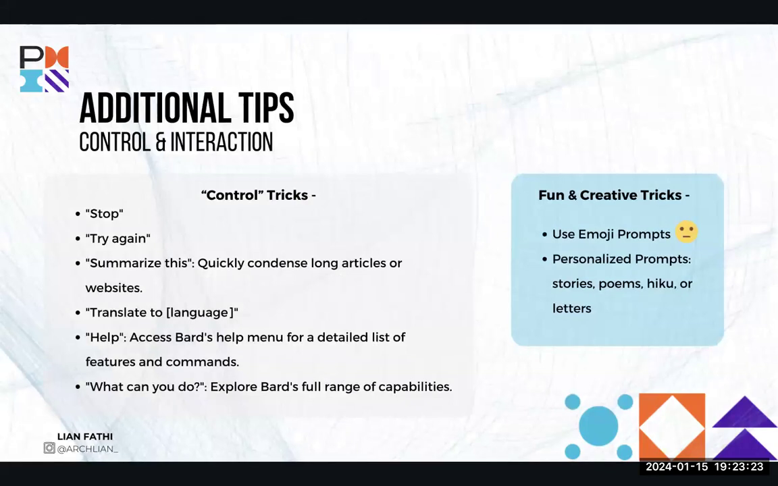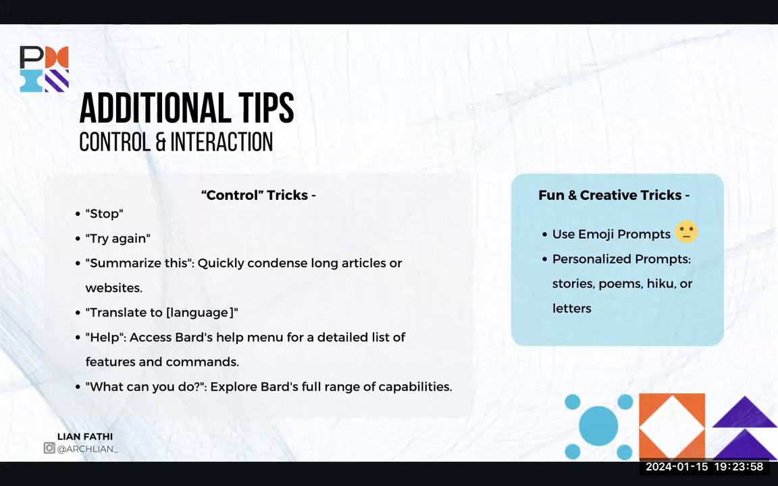So some additional tips, and these actually helped me a lot. There's two things. On the left side, this is what I have as, let's say, control tricks. Sometimes whenever you ask a prompt and it starts generating an answer for you, if you're reading the first couple of lines and you realize, oh my God, no, this is definitely not what I want, you can just type in stop and it will stop generating. Or you can simply tell it to try again if it didn't work this time, or the drafts were not enough for you.